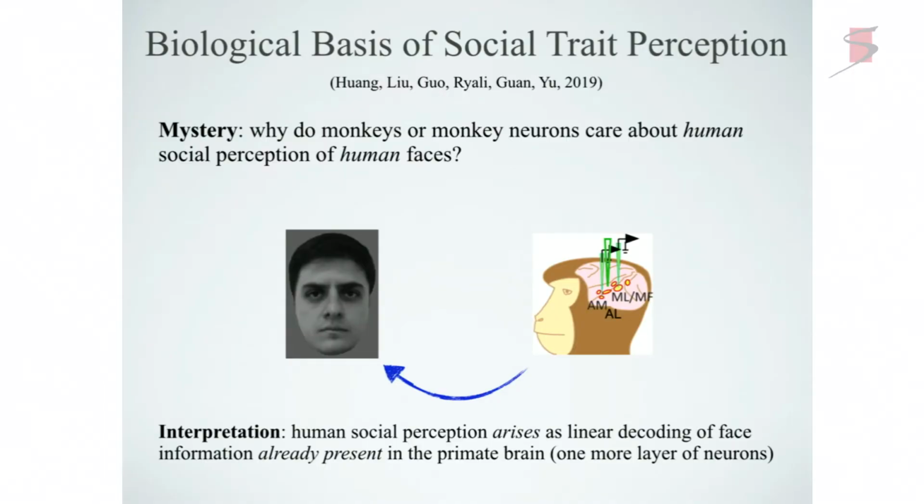So that raises kind of a mystery. Why do monkeys or monkey neurons care about human social perception of human faces? That seems really odd. And our interpretation actually is that the causality goes the other way around. It's that human social perception has developed on top of this face encoding scheme such that all you need is one more step, which is a linear decoding of the information that's already there to give rise to the different social trait perception that we do have.